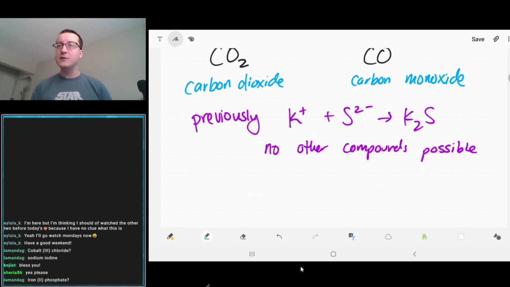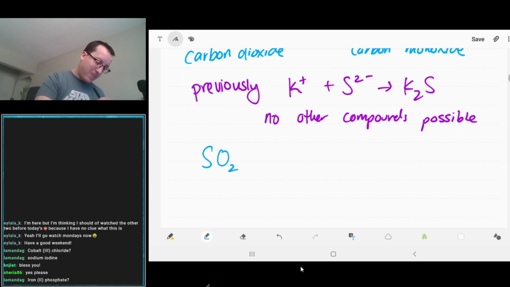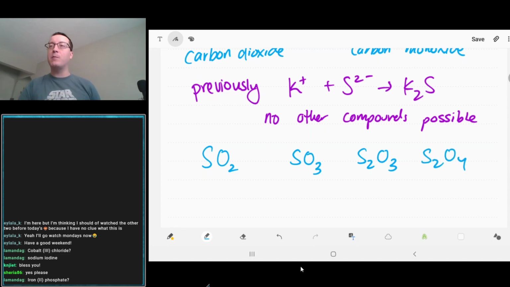we can make all sorts of different compounds with nonmetals only. So for example, all of these are possible sulfur and oxygen combinations. In ionic compounds, they only make one thing. If you put potassium and sulfur together, they will make potassium sulfide, and that's it. However, if you put sulfur with other nonmetals, we're going to see a whole bunch of different compounds are possible. And so we have a different way of naming them.